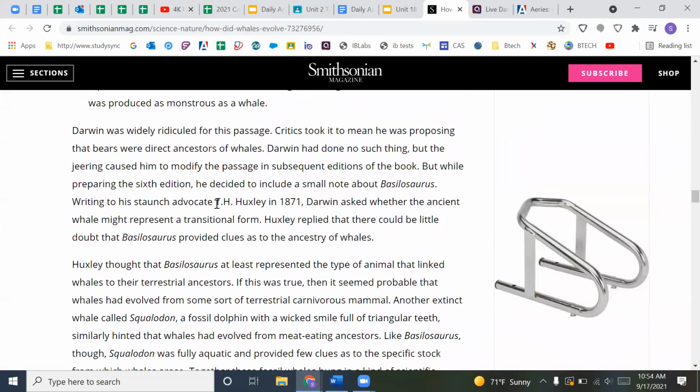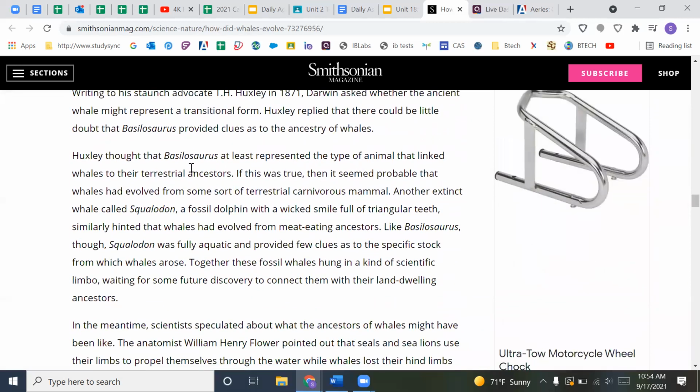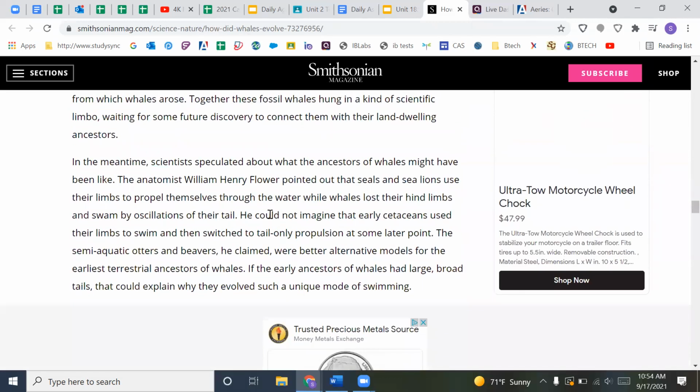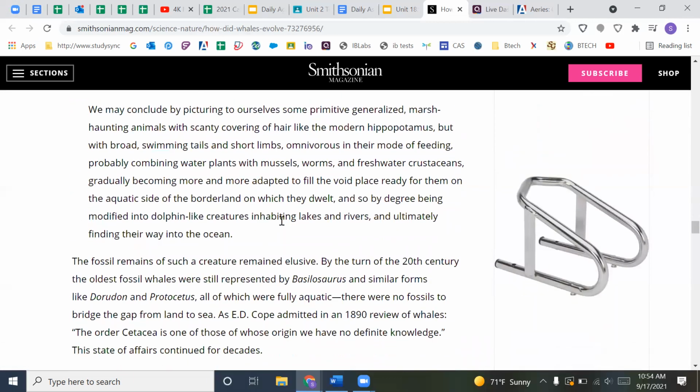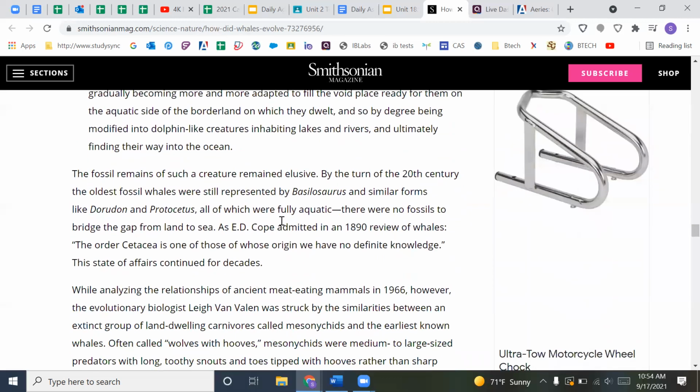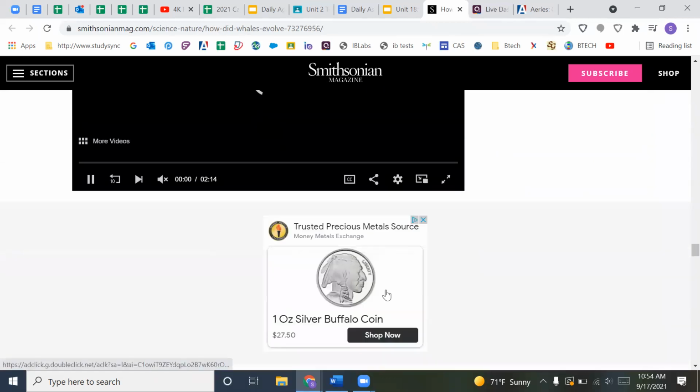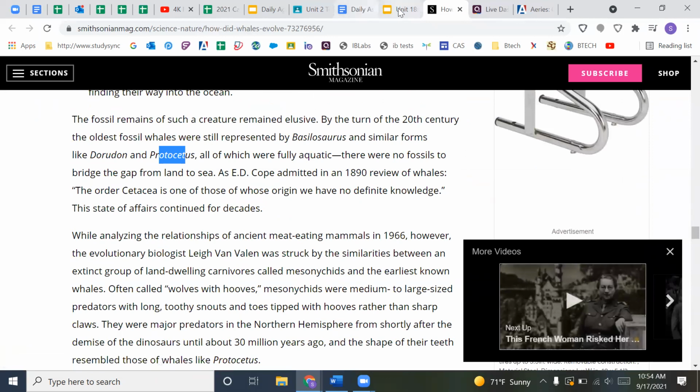So basically what this is talking about is that there are different species that they're finding, Basilosaurus, Squalodon, and different kinds of layers. I'll show you an image, which I think makes more sense. Another one, Dorodon, Protocetus. These are all kind of levels in the steps of the evolution of these whales. So let's actually look at one of the images.